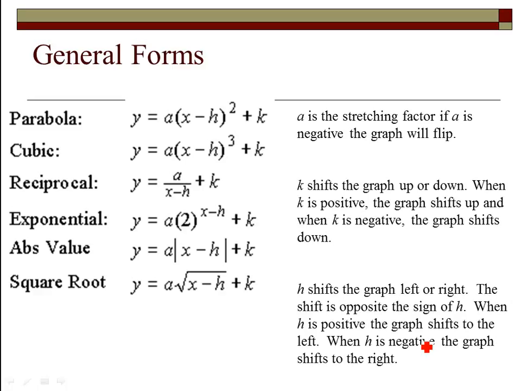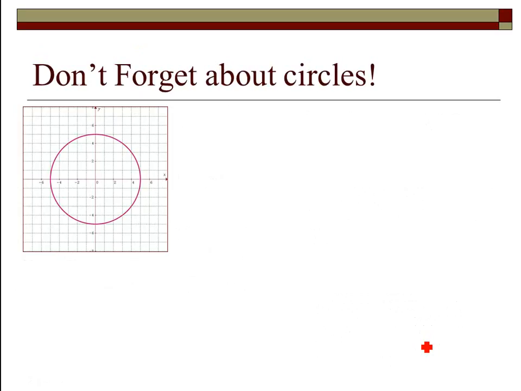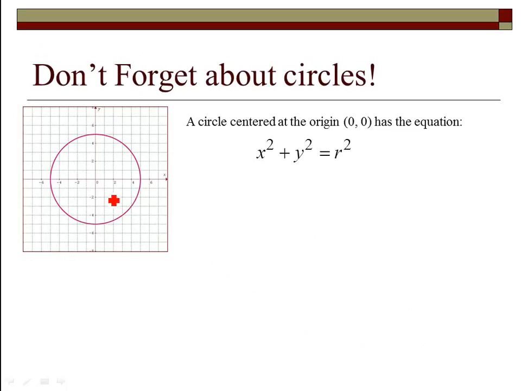So just remember about our forms. Remember, things in parentheses work opposite. And when working with just x, that's x is left and right. k goes with the y value, which is up and down. Okay, let's not forget about circles though. So we look at this circle, and the general circle centered at 0, 0 has the equation x squared plus y squared equals r squared. Now in the problem over here to the right, my radius is 5, so this equation would have been x squared plus y squared is equal to 5 squared, or 25.